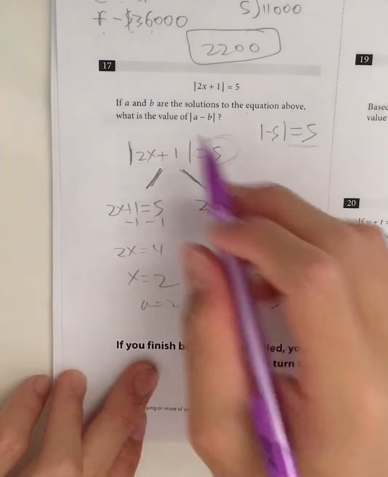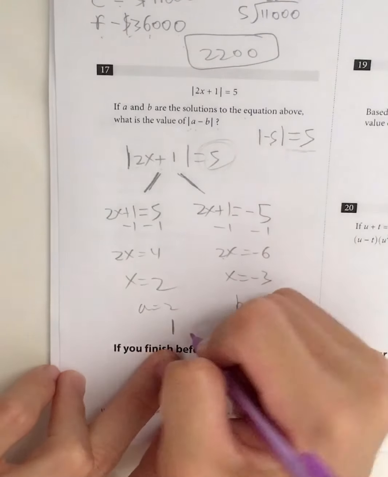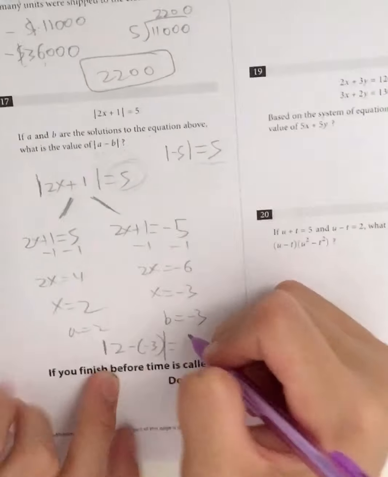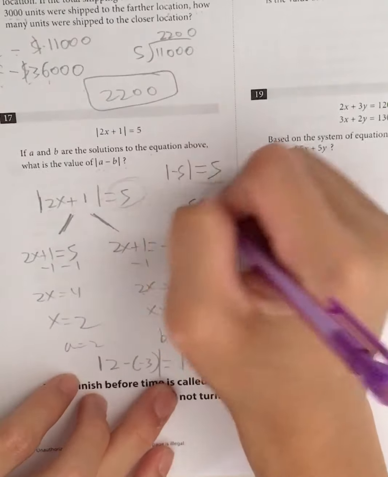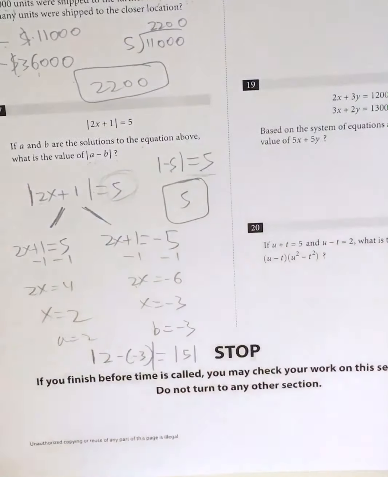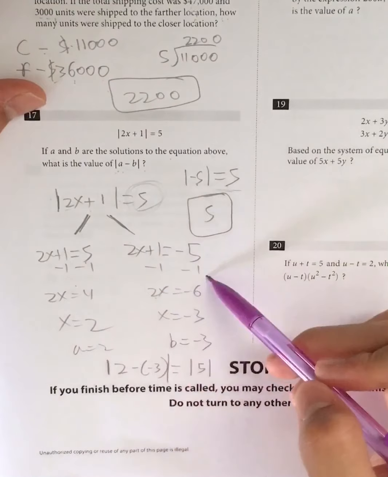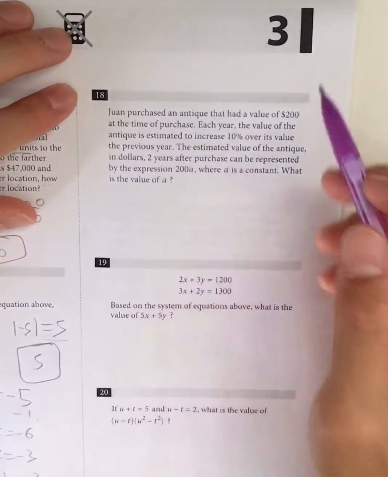And now, because you know that, they're asking for what is the absolute value of a minus b. Absolute value of 2 minus negative 3, which is equal to absolute value of 5. Boom, your answer is going to be 5. Yay. Alright, now let's move on to the next question. This question's easy. Make your two equations, solve them, boom, second grade stuff. Let's move on. Question 18.